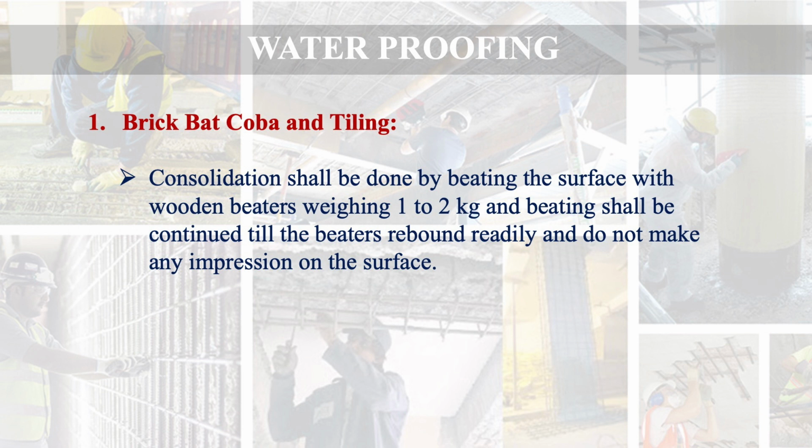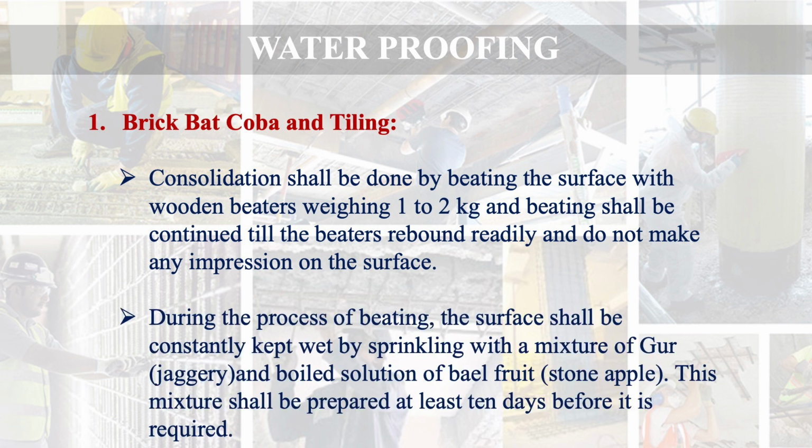Consolidation shall be done by beating the surface with wooden beaters weighing about 1 to 2 kg, and beating shall be continued till the beaters rebound readily and do not make any impression on the surface. During the process of beating, the surface shall be constantly kept wet by sprinkling with a mixture of jaggery, that is gur, and boiled solution of stone apple, that is bael fluid. This mixture shall be prepared at least 10 days before it is required or used.